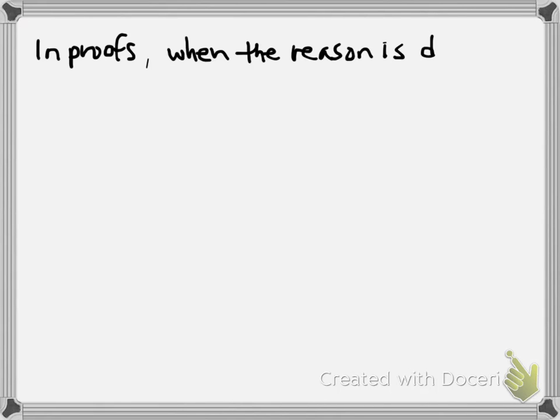In proofs, what reason would we give to say that those 2 angles are congruent if I know the 2 triangles are congruent? So in proofs, when the reason is definition, oops, let me spell that out. Definition of congruent triangles.